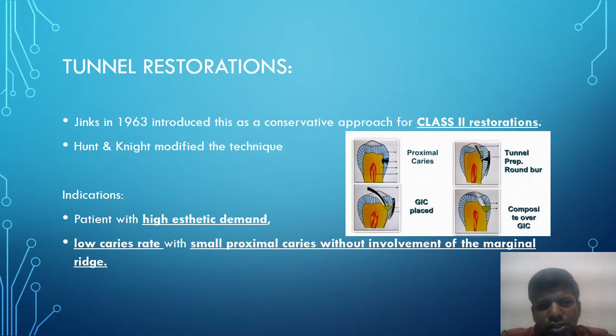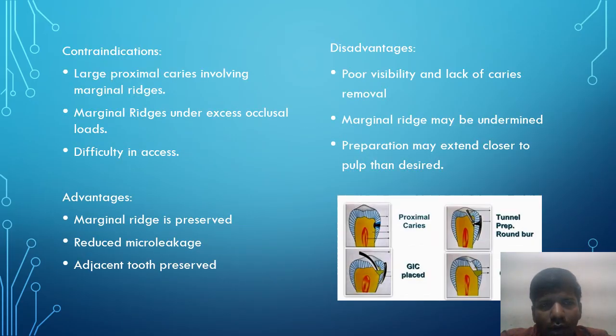Tunnel restorations. Jinks in 1963 introduced this as a conservative approach for class 2 restorations. Hunt and Knight modified the technique. Coming to the indications, it can be indicated for cases where there is high aesthetic demand, and in cases where there is low caries rate with small proximal caries without the involvement of the marginal ridge. Contraindications are large proximal caries involving marginal ridges, under excessive occlusal loads, and which are difficult to access.